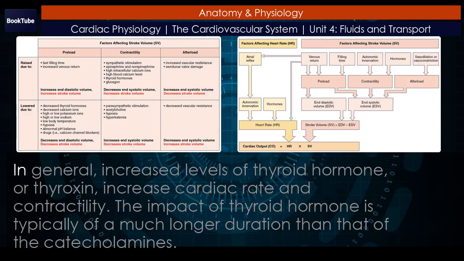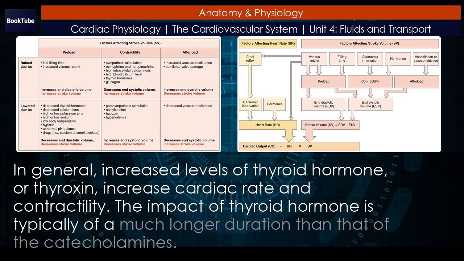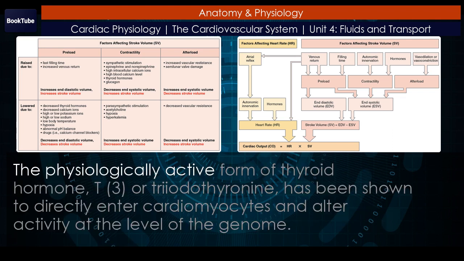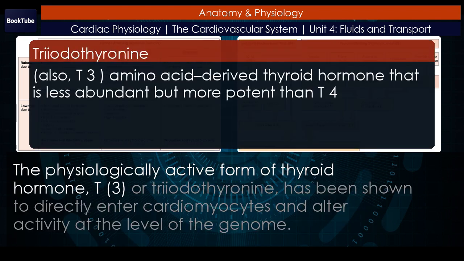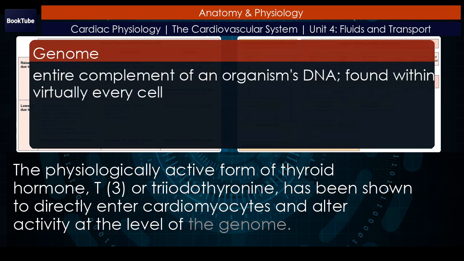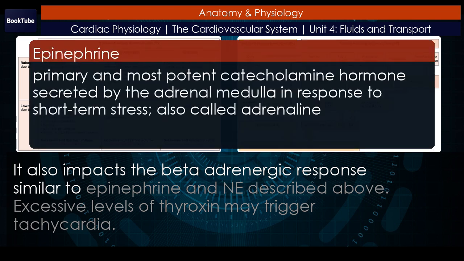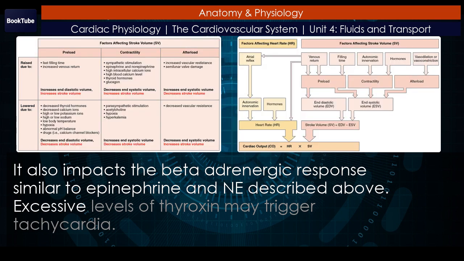Thyroid hormones. In general, increased levels of thyroid hormone, or thyroxine, increase cardiac rate and contractility. The impact of thyroid hormone is typically of a much longer duration than that of the catecholamines. The physiologically active form of thyroid hormone, T3, or triiodothyronine, has been shown to directly enter cardiomyocytes and alter activity at the level of the genome. It also impacts the beta-adrenergic response similar to epinephrine and NA described above. Excessive levels of thyroxine may trigger tachycardia.